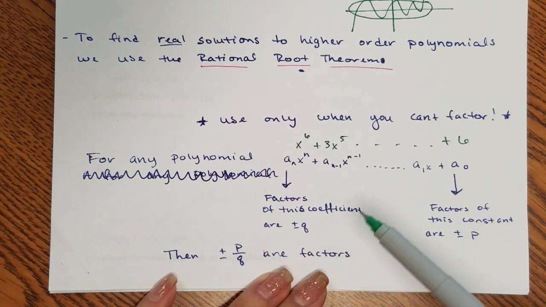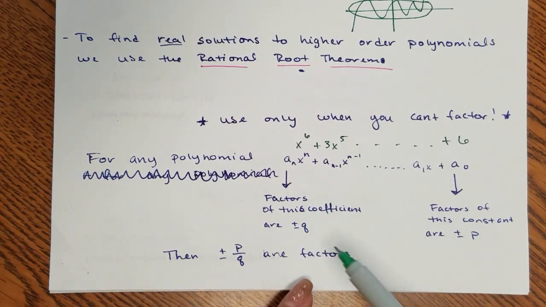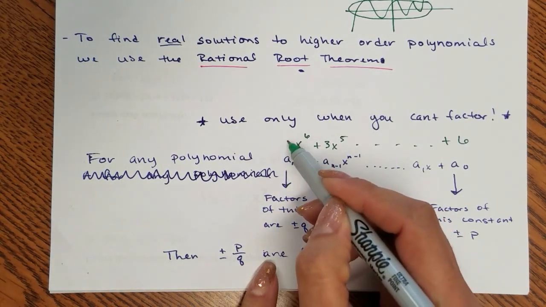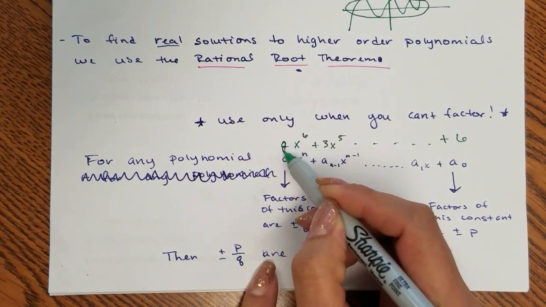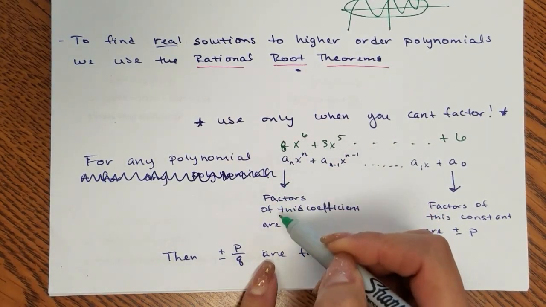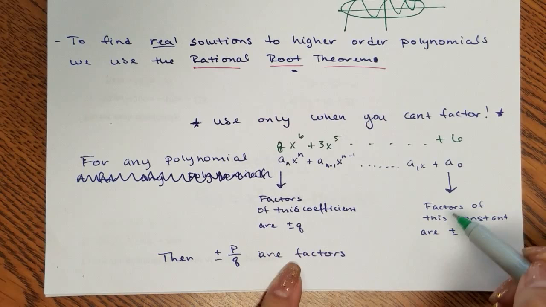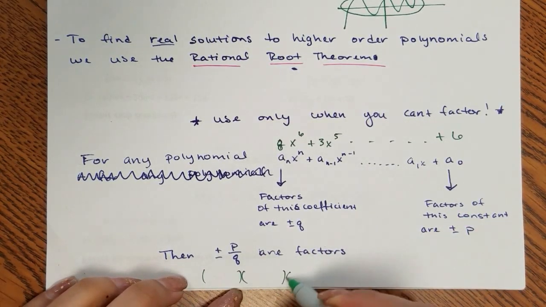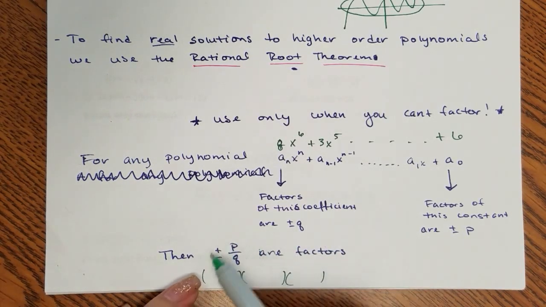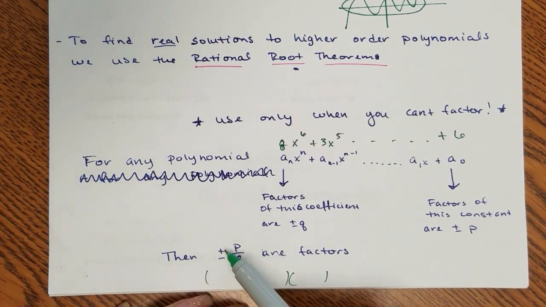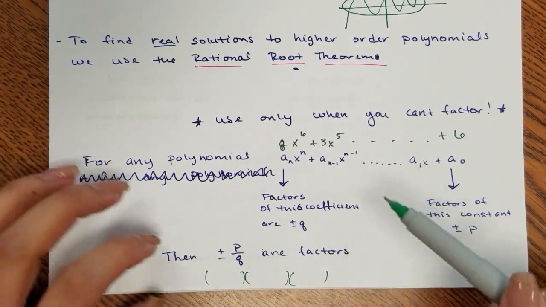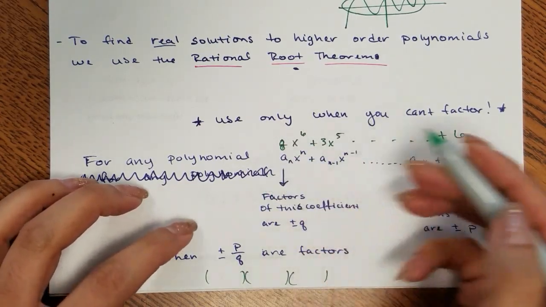So what the theorem says is if we take all of the factors of this first coefficient out here, whatever number that is, let's say 8, and we take all the factors of the constant at the end, then all of our roots here are of the form plus or minus p over q. And so I'll show you how to do that. Don't get too confused. We're only worried about the leading coefficient and then the constant here at the end.